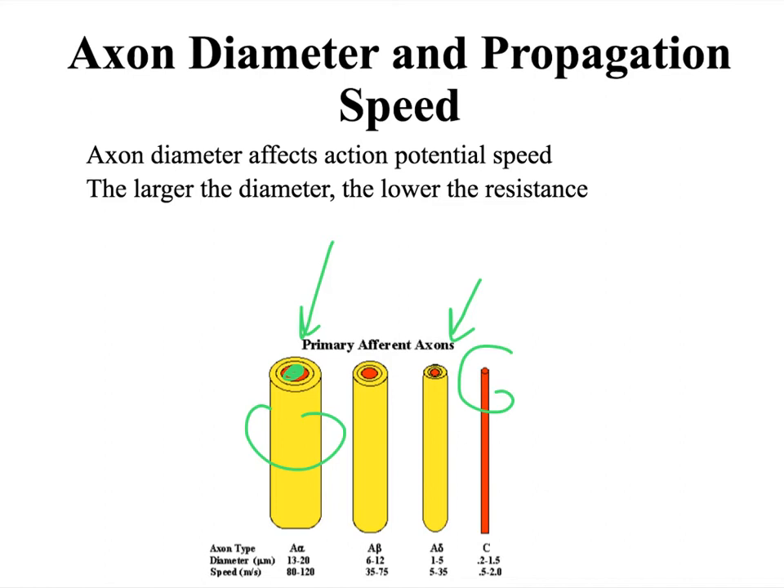If you do the math, the propagation speed of a large myelinated axon will be along the range of 228 miles an hour, whereas a non-myelinated small axon will be more along the range of 2 miles an hour.